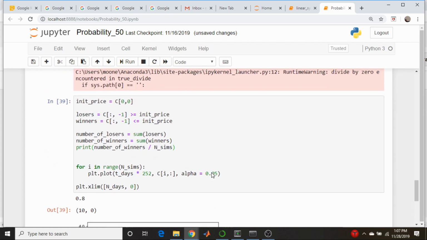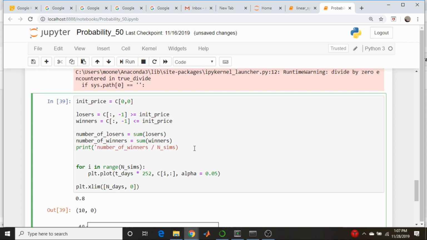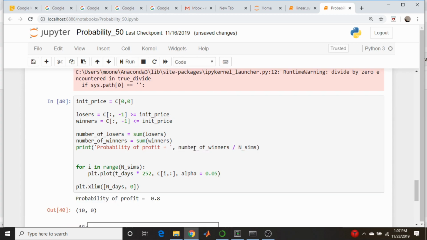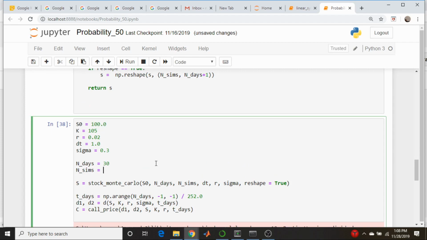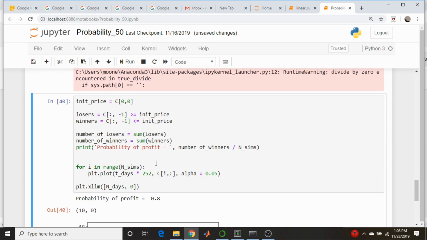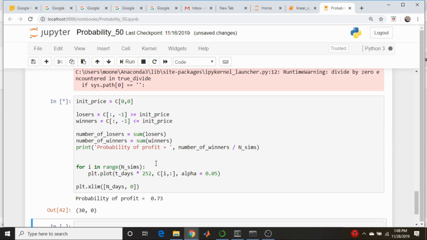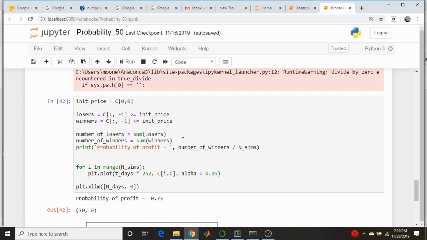So let's go back to this print statement here. Print. And let's just put in probability of profit is equal to that. Let's just run it. There we go. Okay, let's do probability of making 50%. And before that, let's just go back up here and reset these to more reasonable numbers. So 30 days, 1,000 simulations run, and our probability of profit's about 73%. So that's a reasonable number.